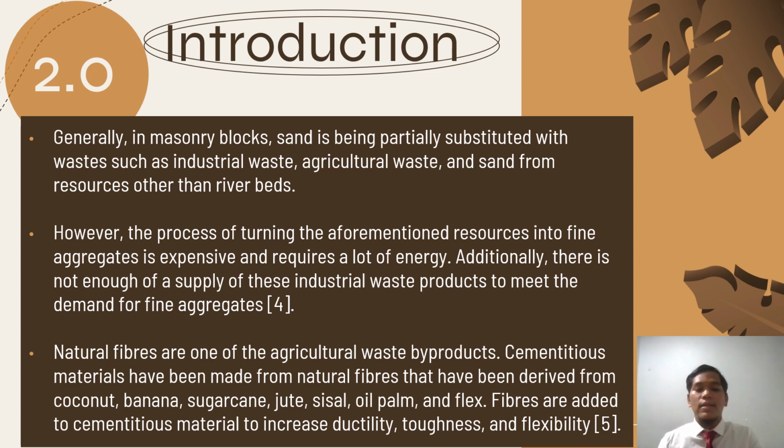Next, natural fibers are one of the agricultural waste byproducts. Cementitious materials have been made from natural fibers derived from coconut, banana, sugarcane, jute, sisal, oil palm, and also flax. Fibers added to cementitious materials increase the ductility, toughness, and also the flexibility.